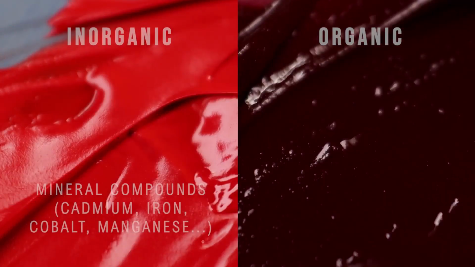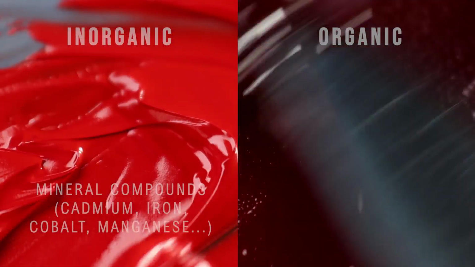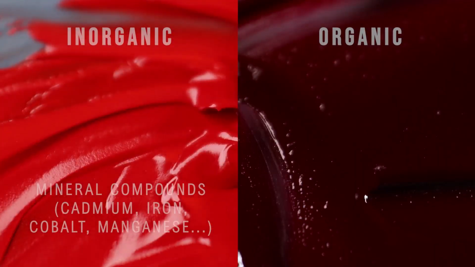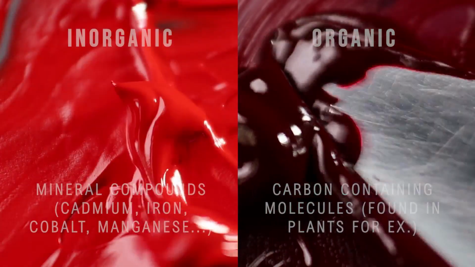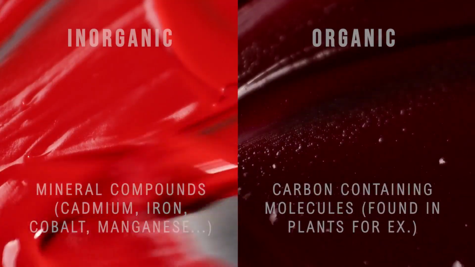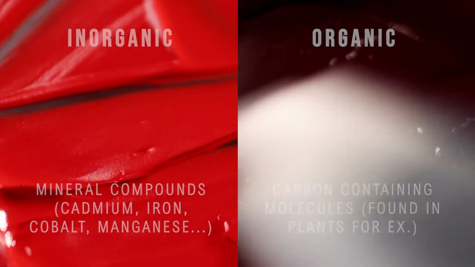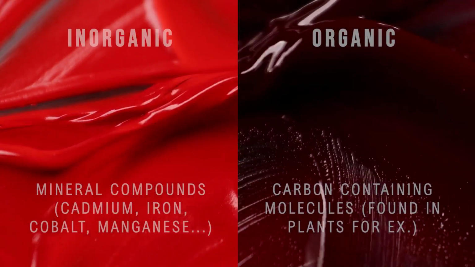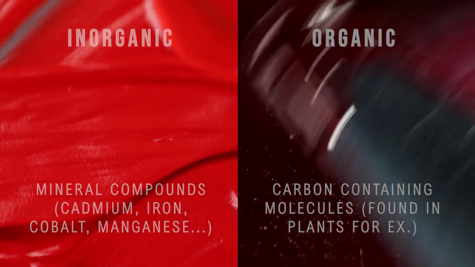Inorganic compounds contain minerals, such as metals like cadmium, cobalt, and iron, while organic compounds are made up of carbon-containing molecules, such as those found in plants. Organic and inorganic pigments tend to react differently. Inorganic colors are generally more opaque. When mixed, they tend to mimic the tones of the natural world more closely. This category of pigments can often be used as a mixing base.